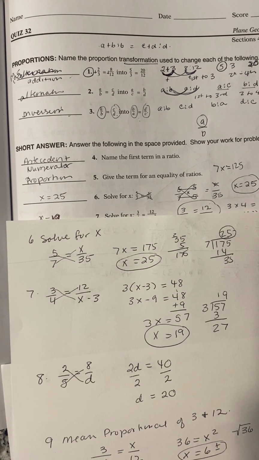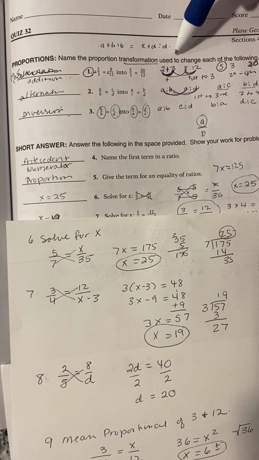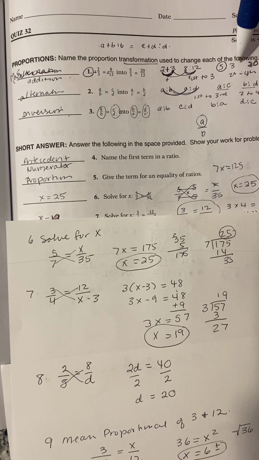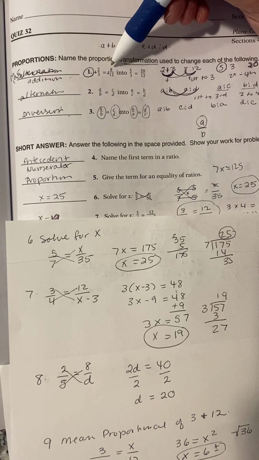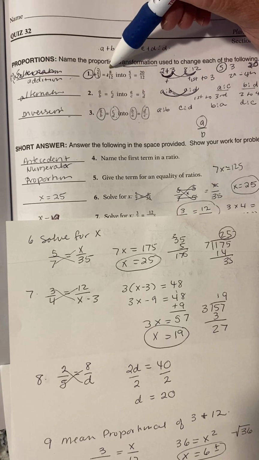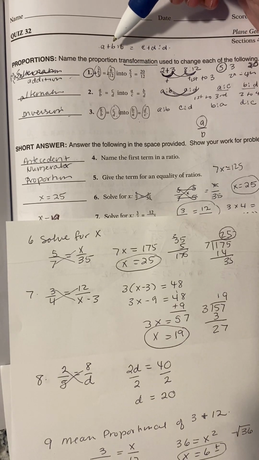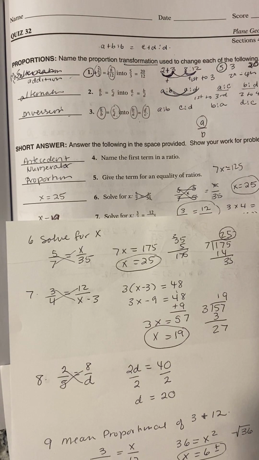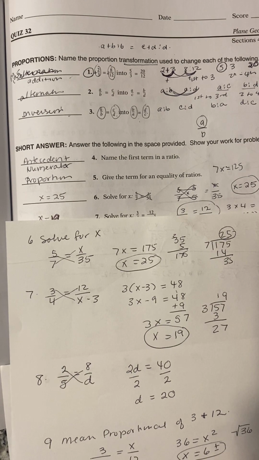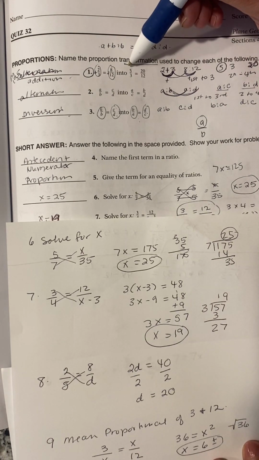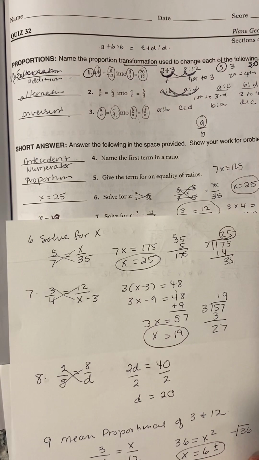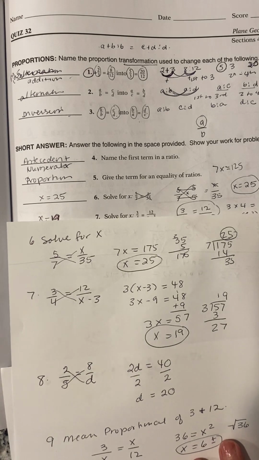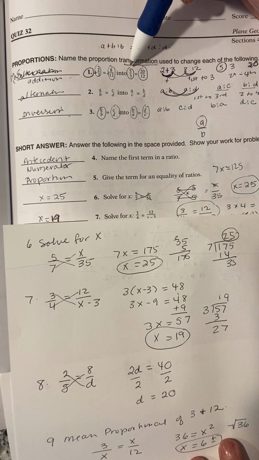So the first says, name the proportion transformation used to change each of the following. I went over those transformations. So this first one's a little tricky. It's like, start with a tricky one, but here we have 2/3 equal 8/12. Can you read that on there? So 2/3 equal 8/12. Basically, the transformation is how are we translating this onto 5/3 equal 20/12. So when you look at that, you think, so how is 2/3 transferred into 5/3?